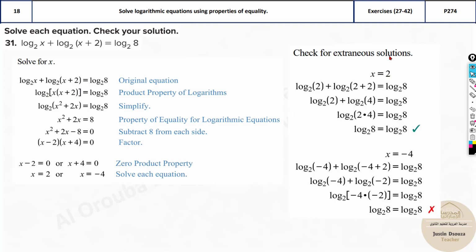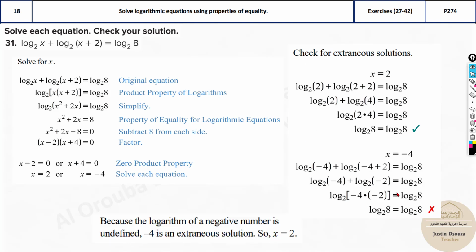Don't forget the extraneous solution as well. This is also very, very important. And this is the answer. See, there's an extraneous solution over here. Negative 4 is extraneous, so only x equals 2 is the answer.